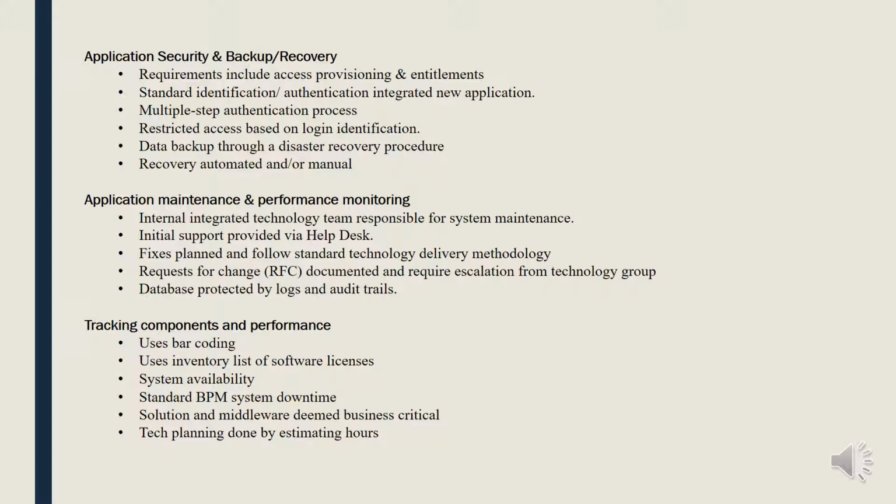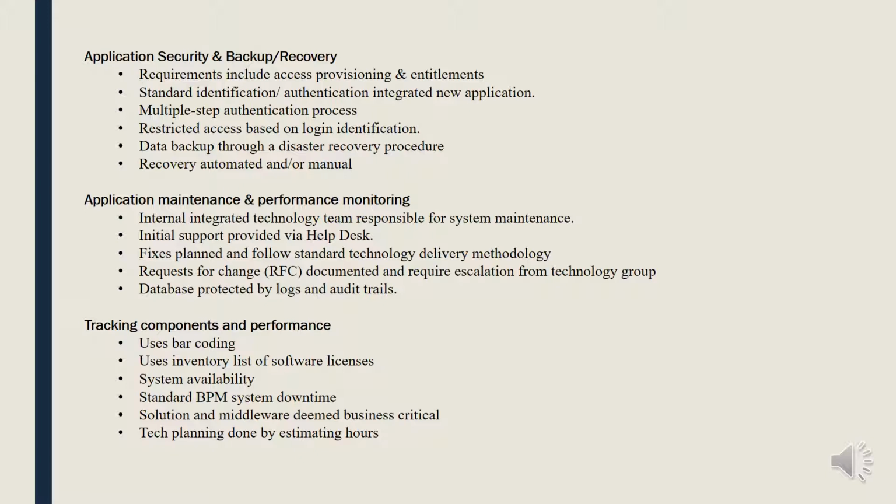The organization uses barcoding for tracking hardware components and an inventory list of software licenses for tracking software and database components. The system must be available between 7 a.m. and 7 p.m. Central Standard Time, Monday through Friday.